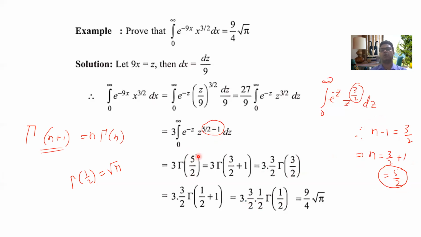Just to check whatever you have, always check whether it is above 1 or not. If less than 1, you can stop the calculation. If above 1, then try to express something plus 1, that is 3 by 2 plus 1. If you simplify, you have 3 by 2 outside, 3 by 2 inside. Again 3 by 2 is above 1, so half plus 1, that is half outside, half inside. Ultimately you have after simplification 9 by 4 root pi. So this is a very, very important question for you.